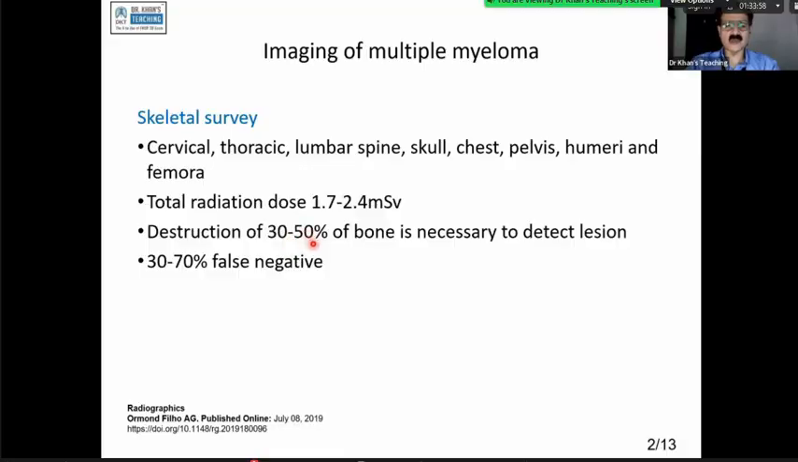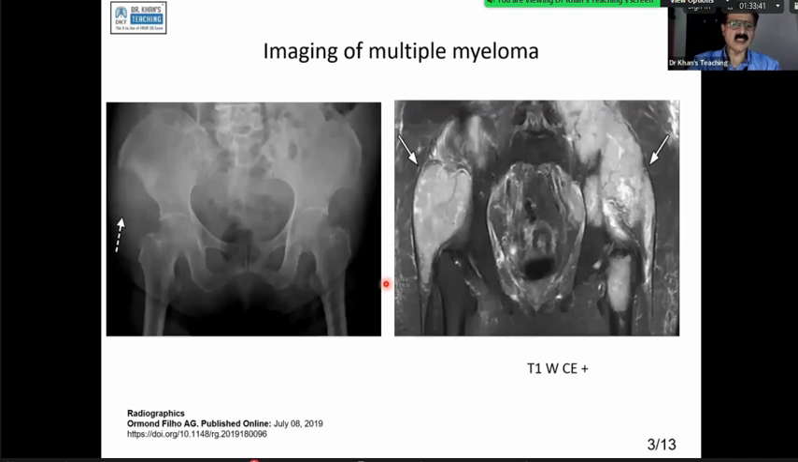What is the sensitivity of plain X-ray? Actually, up to 30 to 50% of the bone should be destroyed before you see something on a plain X-ray. So the false positive rate is quite bad. And this is an example where on a pelvis X-ray, you can see this. This is from Radiographics. Just see this versus look at the lesions on an MR.